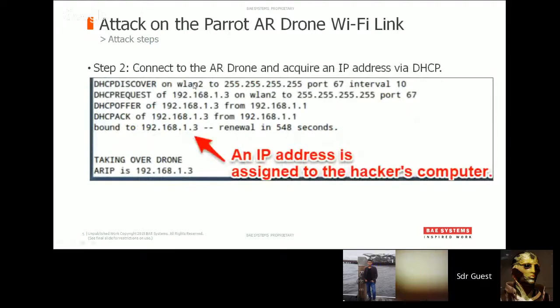And the second step is to connect the hacker's laptop to the Parrot AR drone, and then acquire an IP address via DHCP. And here we can see the IP address assigned to the hacker's laptop is 1.3.